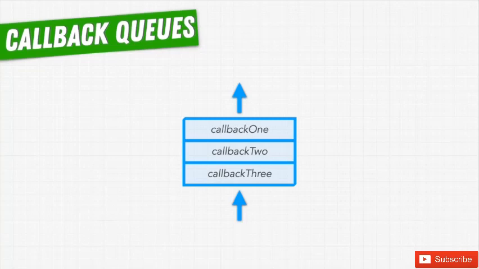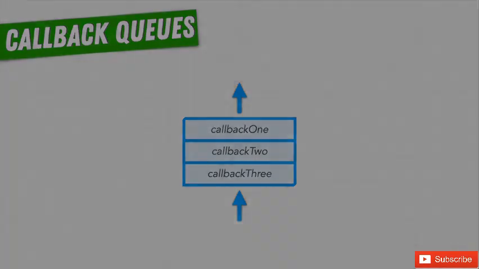Oh, and by the way, you may have heard the term event queue or message queue being thrown around in the context of the event loop. These are just different names that refer to the same thing. They all refer to this idea of a queue of callbacks. All right, on to the next video.